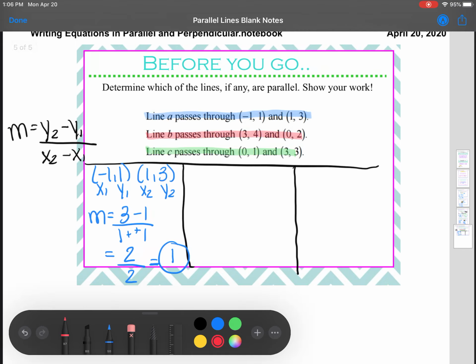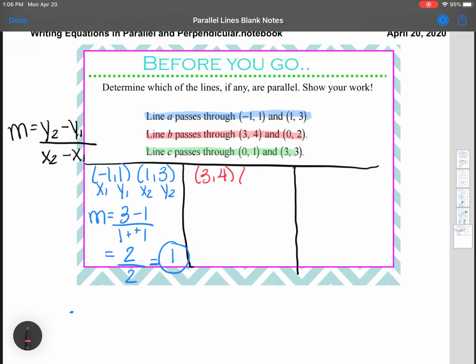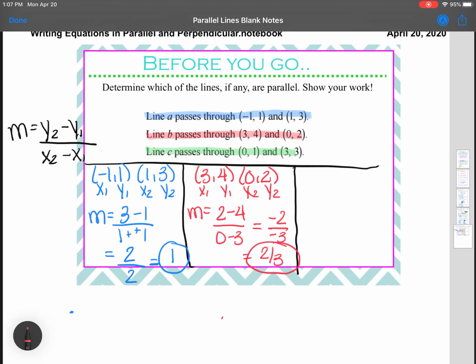Now my second line. My second line is red, line B is red. So I have 3, 4, and 0, 2. I'm going to label my points x1, y1, x2, y2. M equals y2 minus y1, 2 minus 4, over x2 minus x1, 0 minus 3. 2 minus 4 is negative 2. 0 minus 3 is negative 3. So it becomes 2/3. All right.